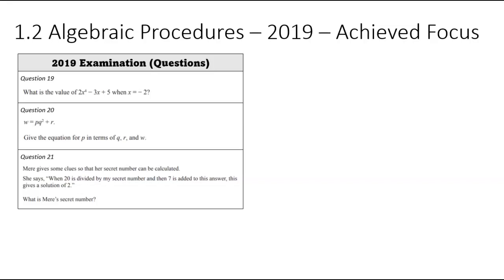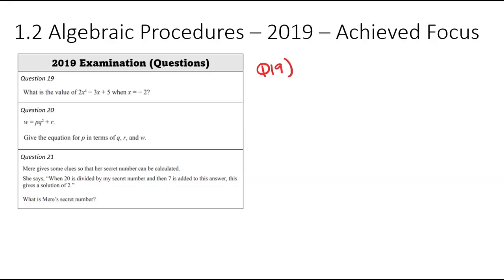Guys, Mr. Bowman here. We're looking at 1.2 algebraic procedures now, and in this video we're focusing on the 2019 exam, all the achieved ones from this. And this exam was a bit weird. You'll see there's significantly less achieved questions. There were 3 achieved questions instead of the normal 6. So let's get into question number 19.